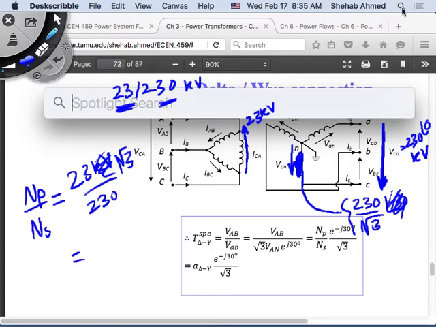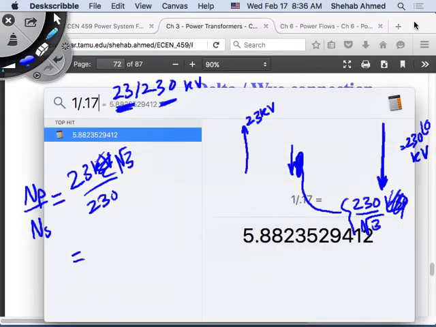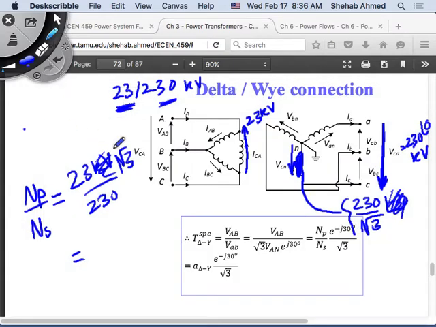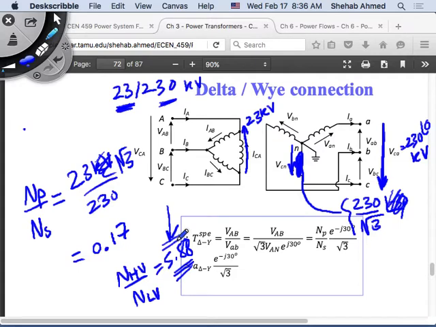0.17. So 1 over 0.17 is the turns ratio, 5.88. The whole thing is 0.17. If I want n secondary over the 0.17... So what if I want n high voltage over n low voltage? It's the inverse of that. So that's why it's n1 over that, and it's equal to 5.88. Right? So instead of the 10 that they used, we would have used 5.88.